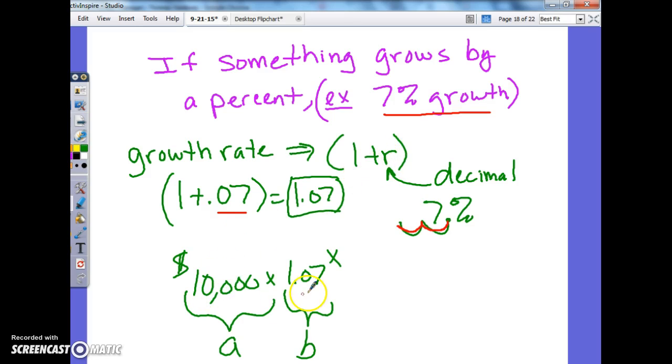So if I've got $10,000 that grows at 7% every year, my initial amount A would be $10,000 times my growth rate B, to the x, or I could use t for time. The big thing is 1 plus r is your growth rate, and r is in decimal form. Add it up.